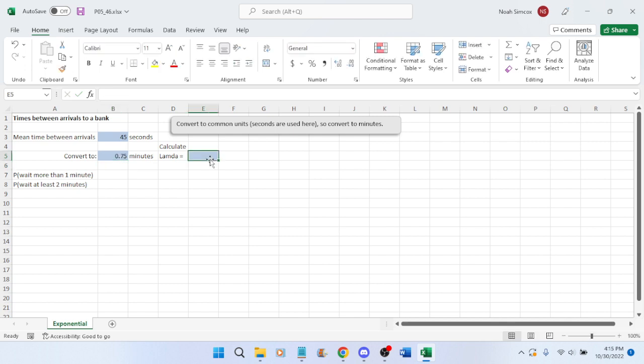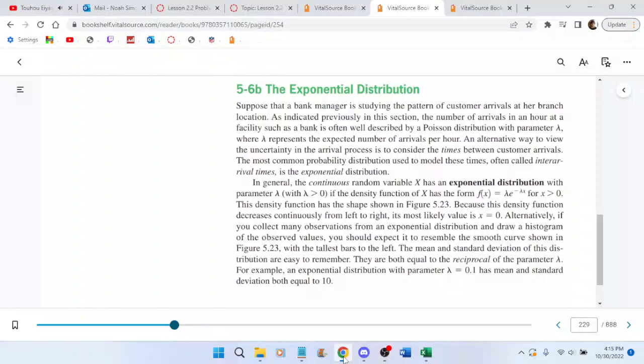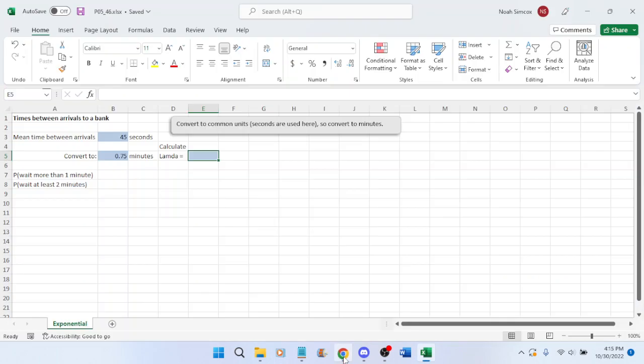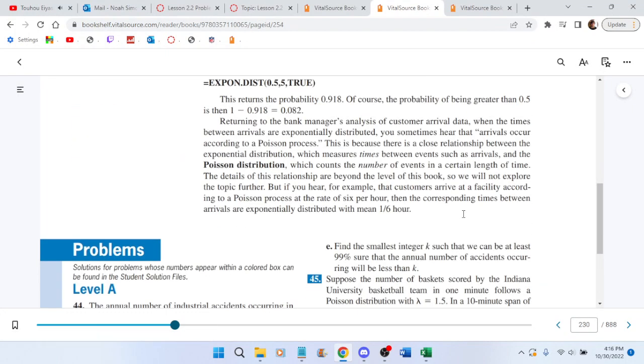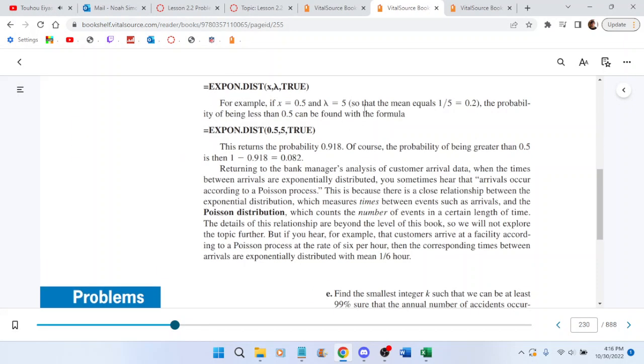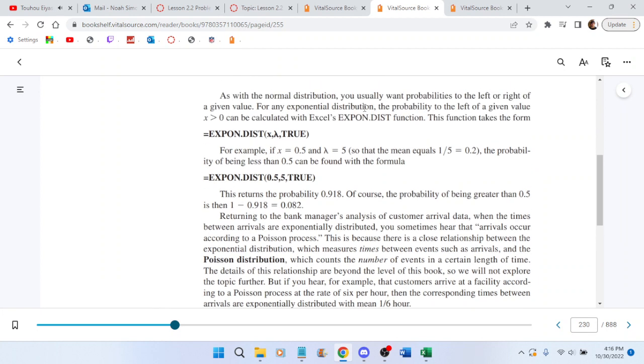What is the reciprocal of that? What is 75 over 100? It's 100 over 75, right? The lambda is, no, the mean. No, they gave you the mean. This is the mean. You're using the mean. No, you're not, because you're using lambda in your calculation, not the mean. You use lambda in your calculation, so you do need that.